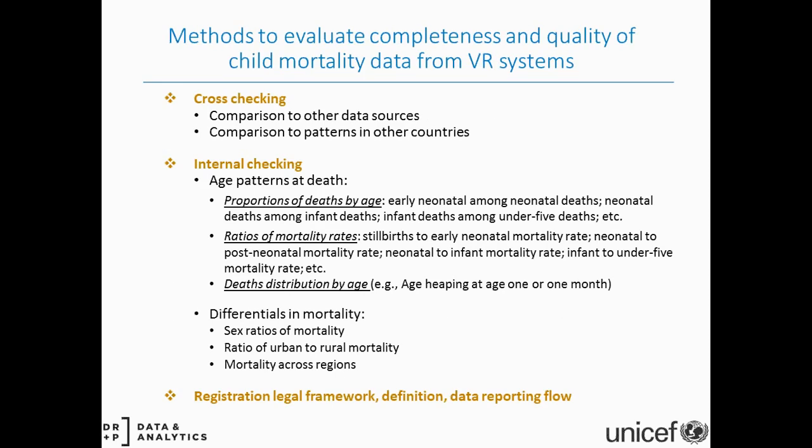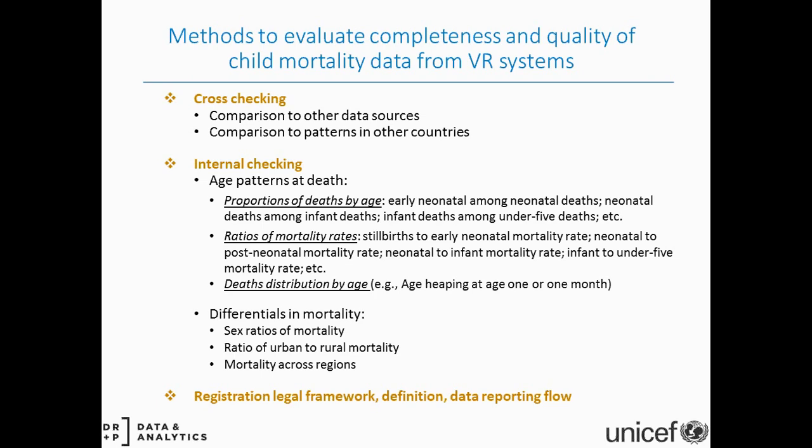So based on the IGME experience, we grouped the methods into 2 groups. One is cross-checking, and the other one is internal checking within VR data. For cross-checking, we can make comparisons to other data sources, and we can also make comparisons to standard patterns of child mortality in other countries. And for internal checking, we can look at the age patterns. We can look at proportions, look at the ratios of mortality rates, and also the number of deaths by day and by age to look at the age heaping.